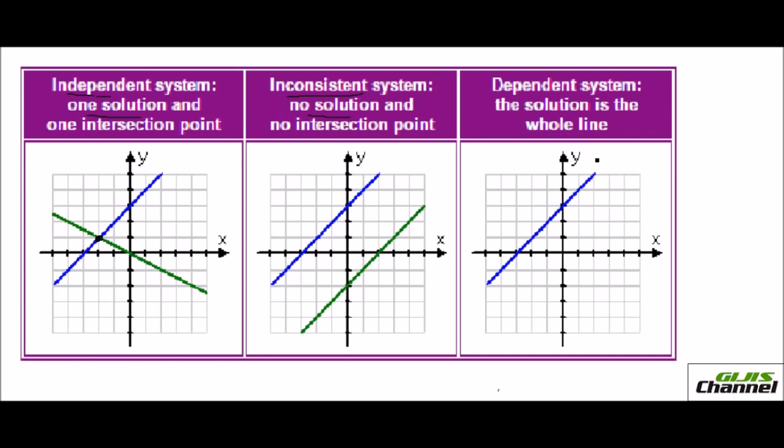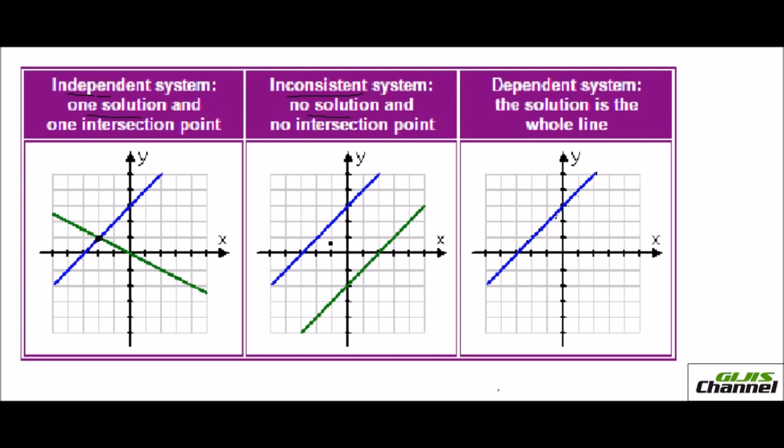Now the third one is the dependent system. You call it a dependent system because one line is on top of the other. Both the lines overlap, okay? So here all the points on the line are common to both, and you have infinitely many solutions for this because right from the start of the line till the end everything coincides. Here you have infinitely many solutions, okay?